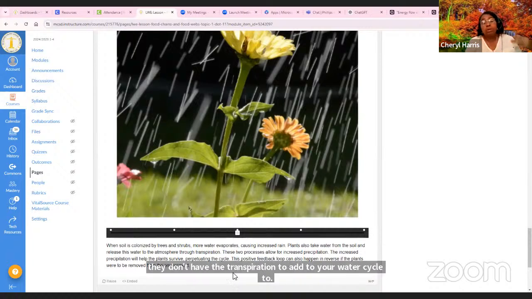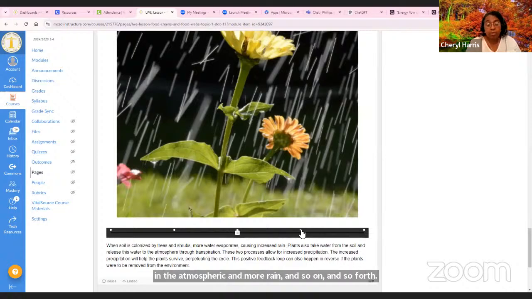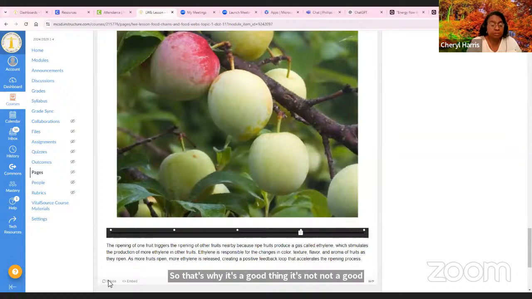Okay, so more trees might be a good thing. More trees means more water in the atmosphere and more rain and so on and so forth. So that's why it's a good thing. It's not a good thing. Too much of a good thing is not a good thing. Okay. Same thing with these plants.